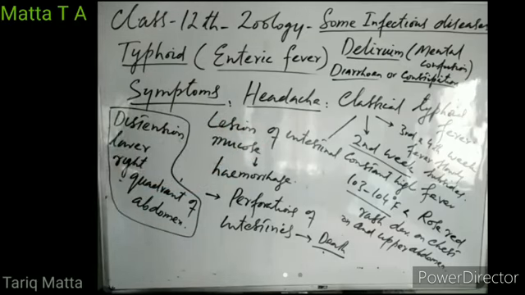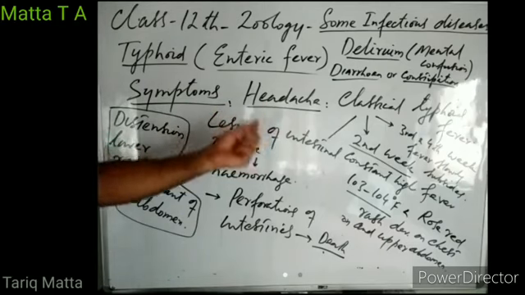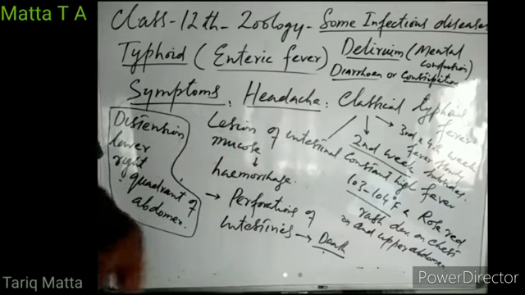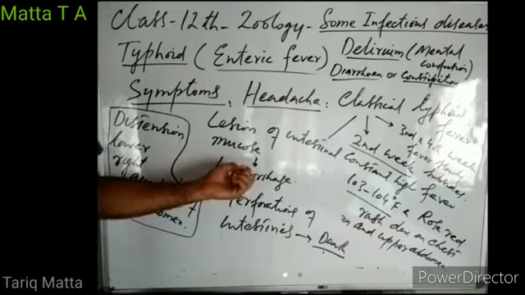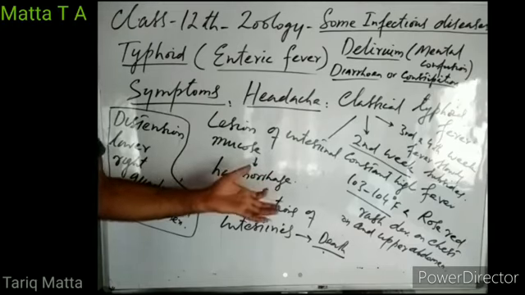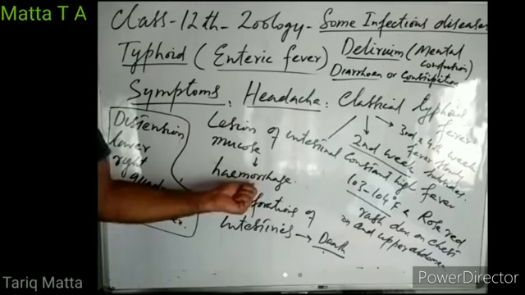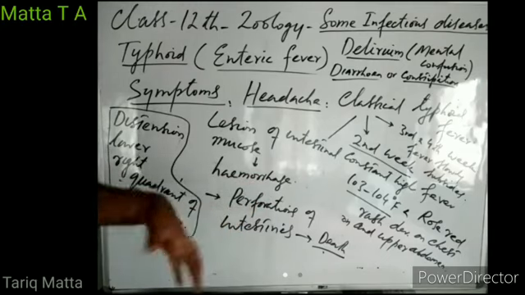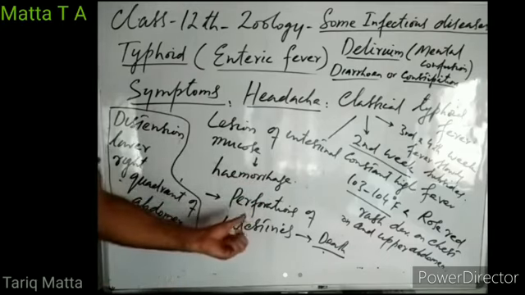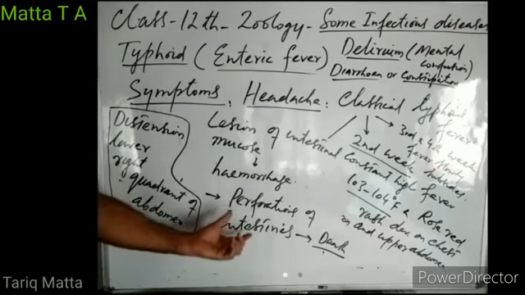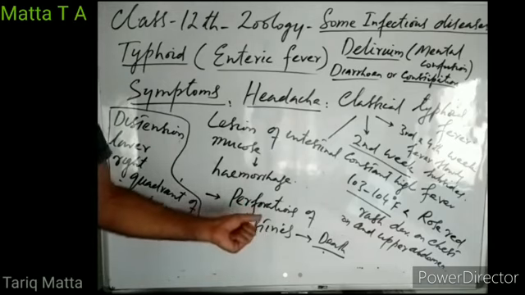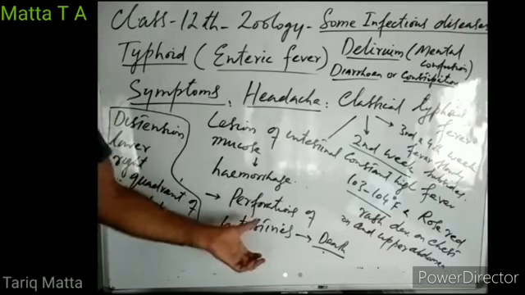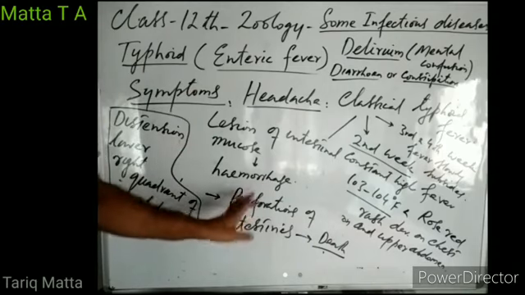These bacteria cause damage to the intestines of the person. The bacterial enzymes erode the intestinal mucosa, causing lesions of the intestine. And through that erosion of the intestinal mucosa, blood vessels also rupture, leading to hemorrhage. And if the process continues, the intestine may get perforated, and this perforation of the intestine is the main cause of death in case of typhoid.